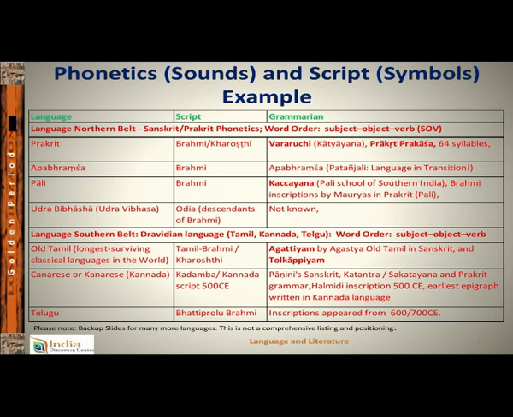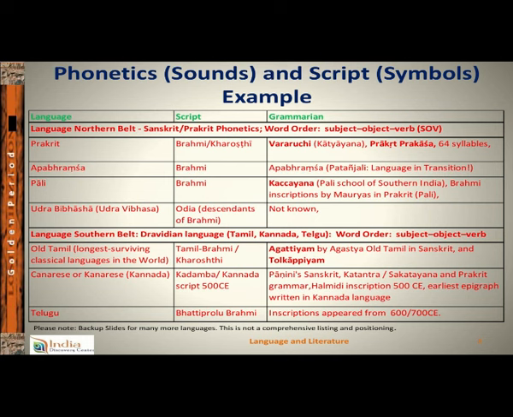For Apabhramsha, the script used was Brahmi, or a flavor of Brahmi. I mean, there's always a differentiation from one geography to another. Similarly, Pali also used Brahmi, and Katyayana was the grammarian for this particular language. Then there is the older, proto-Odia language, and I don't know the grammarian.